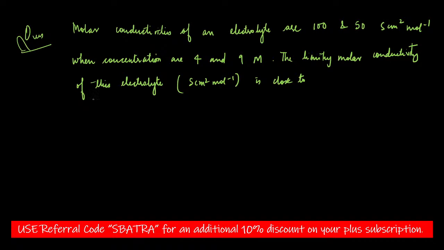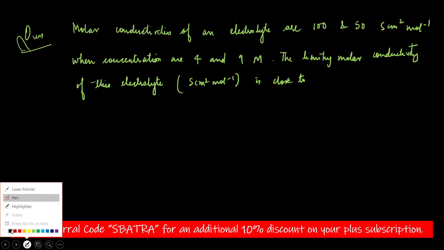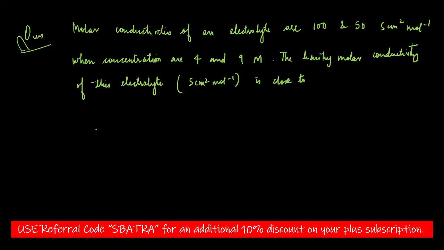So what answer are you getting for this question? Let's solve this question. The question is basically, molar conductivities of an electrolyte are 150 when concentrations are 4 and 9. So how can we solve this question? What is the value of the limiting law? Basically lambda is equal to lambda naught minus b root c.